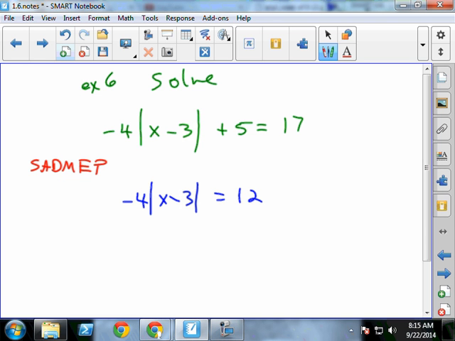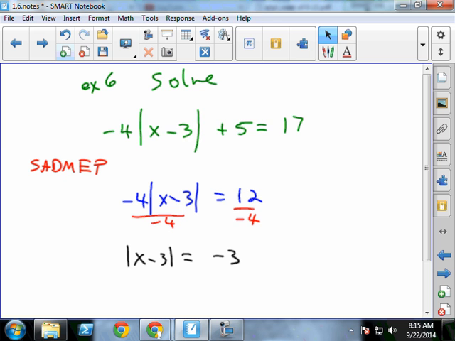So what should we do now? Yeah, we're going to divide by negative 4. So we divide by negative 4 and divide by negative 4. So we're trying to say now that the absolute value of x minus 3 is equal to negative 3. That's what we're trying to say. Absolute value of x minus 3 equals negative 3.